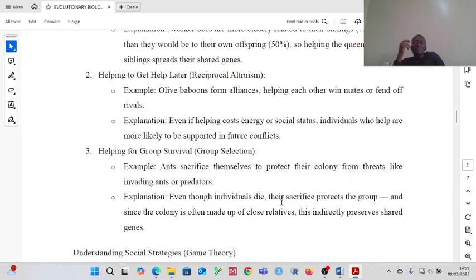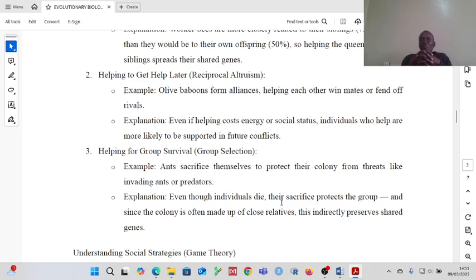So in baboons, the olive baboons, they have alliances, and within those alliances that they formed, they help each other to win mates and fend off rivals. So inamaanisha, a member of that alliance, akiona mate, other members will help that particular individual to win that mate, then fending and ensure that the rivals are not in any way able to access the mate.